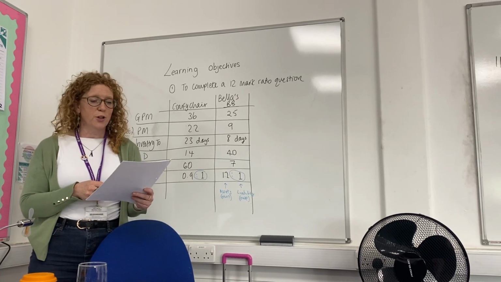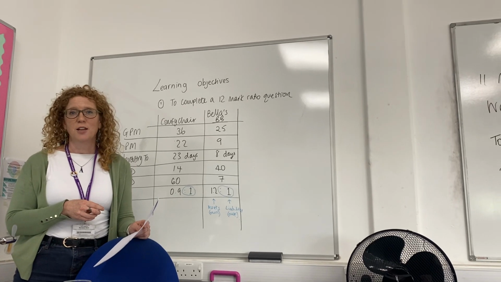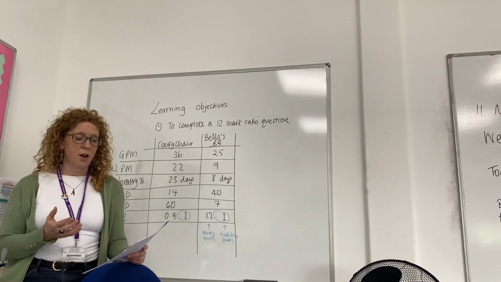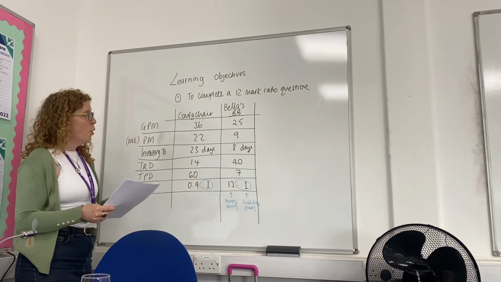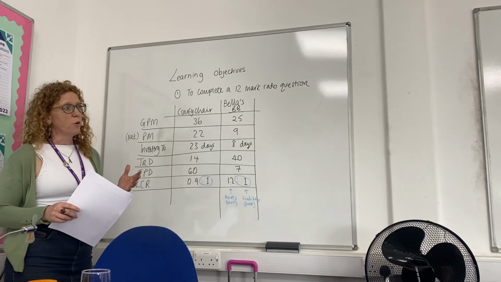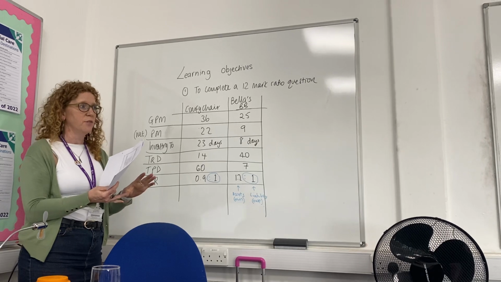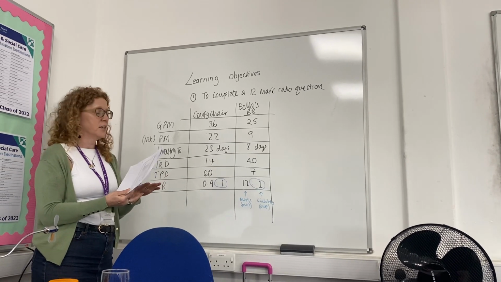Right, I'm just going to talk you through Bella's bean bags, the ratio question, go through the data, which is hopefully going to help you answer the question. Okay, so what we've got here is a 12-mark question where you've got to do similarities and differences, if you can find them, pros and cons, and give your conclusion.